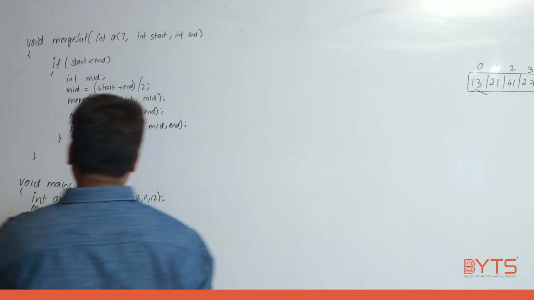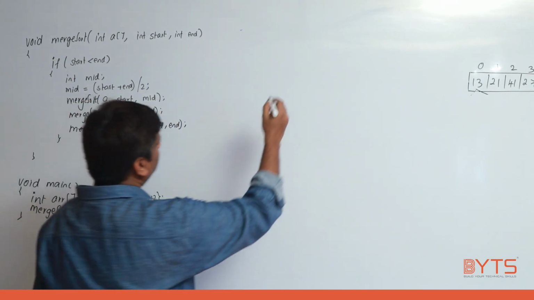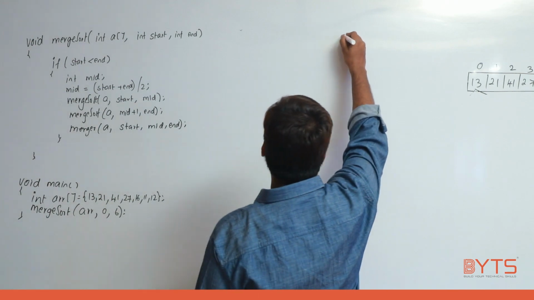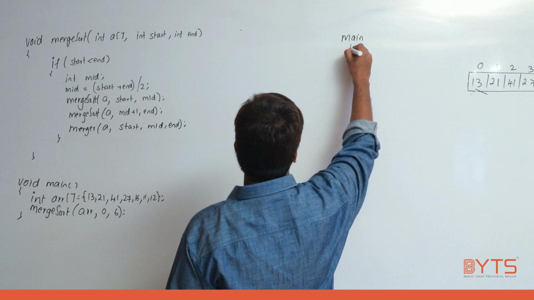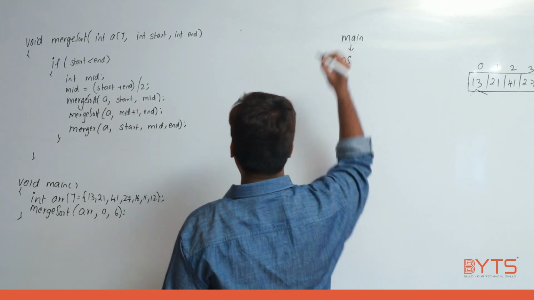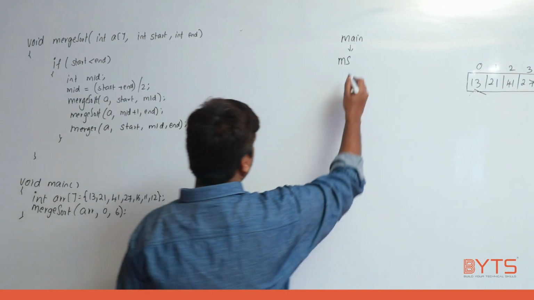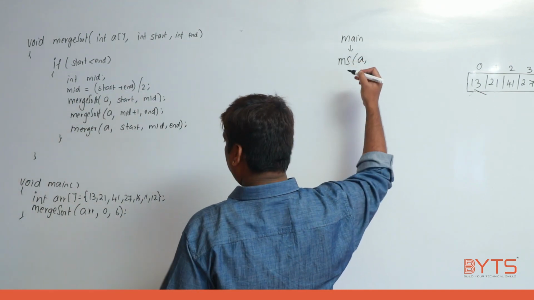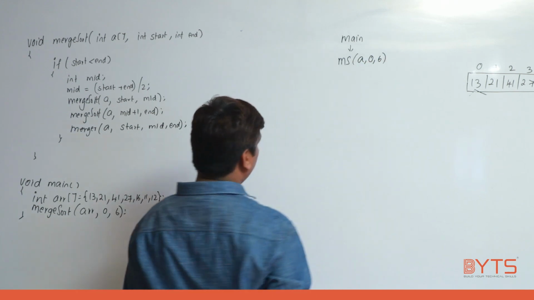First, main is there. Always we are calling from what? The main function. We are in which function now? The main function. Listen carefully, let me start from here. Main is a function we have. The main function is calling what? I am writing merge sort, with the simple shortcut MS. MS a comma, I mean to say array comma 0 comma 6.